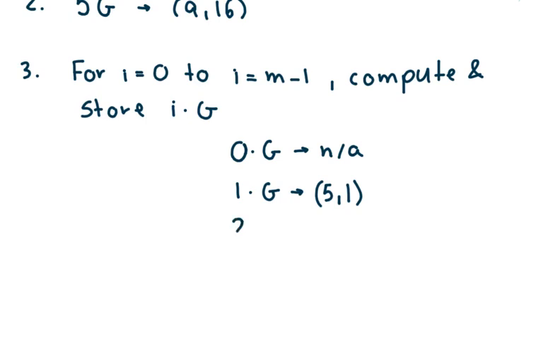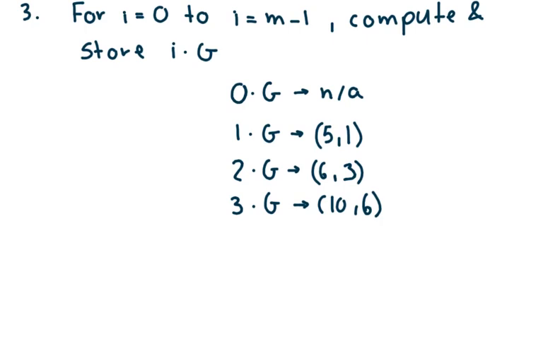From there, Eve can compute g plus itself, or 2g, to be 6, 3. And from there, Eve can add 2g to 1g to get 3g, which is 10, 6. And then from here, Eve can compute the last iteration in the sequence, 4g, by adding 3g to g. In this case, 4g comes out to be 3, 1. So now that Eve has these values, she's going to store them somewhere safe to use for later.